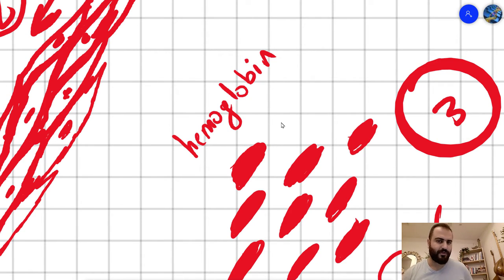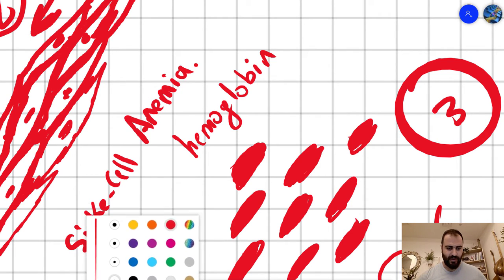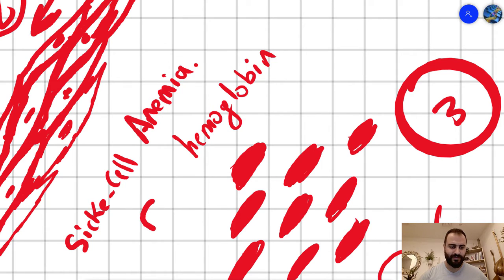We take here an example of a disease called sickle cell anemia. Sickle cell anemia is a genetic disorder that affects the red blood cells so that they will start having this shape. Instead of being round, they will have a sickle shape, like the crescent of the moon. Now, if these cells are like that, they won't have enough hemoglobin, and as a result, this will affect the transport of oxygen.